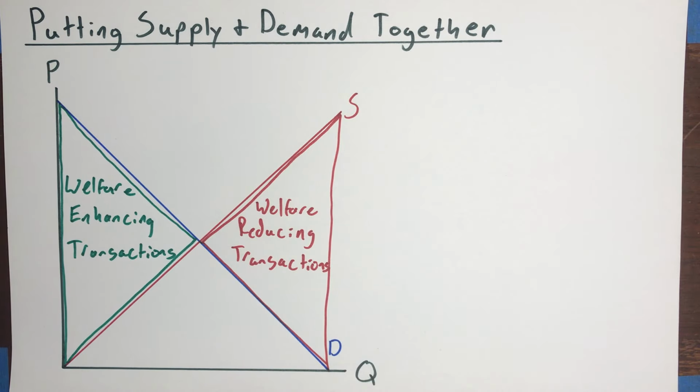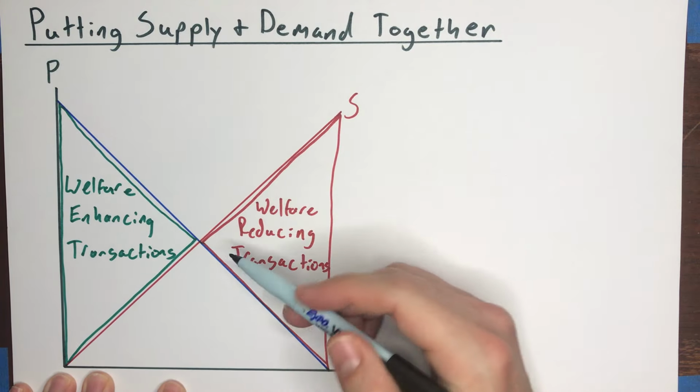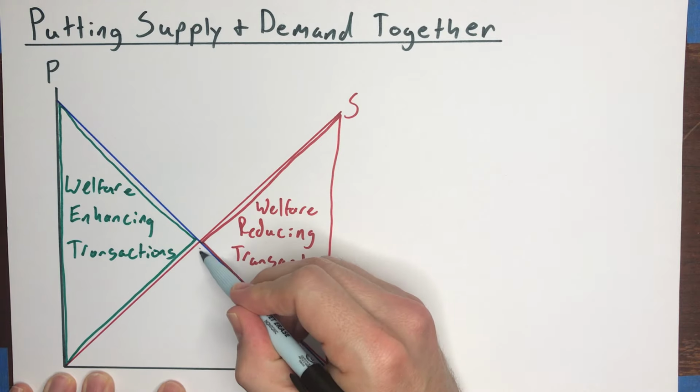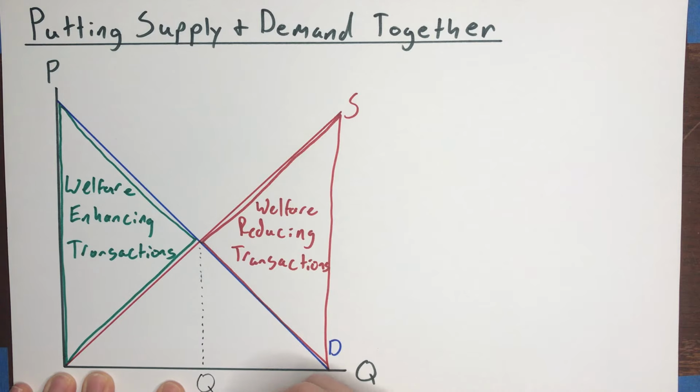That means that ideally, the number of trades or the number of transactions we want to see in a market is going to be the quantity of units consistent with where supply and demand intersect. I'm going to call that Q star, right, to represent that as the best level or the optimal level of output.